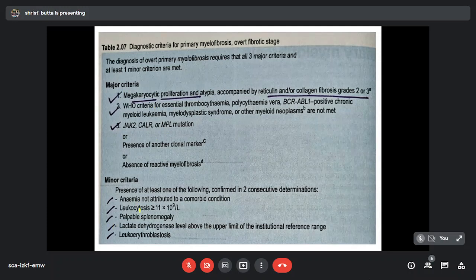So what is the minor criterion? We have anemia, leukocytosis, palpable splenomegaly, increased lactate dehydrogenase levels, and obviously we have leukoerythroblastic blood picture in primary myelofibrosis. So at least one has to be present, and that should be confirmed on two consecutive determinations. So this is a very important criterion. It must be confirmed on 2 consecutive determinations.